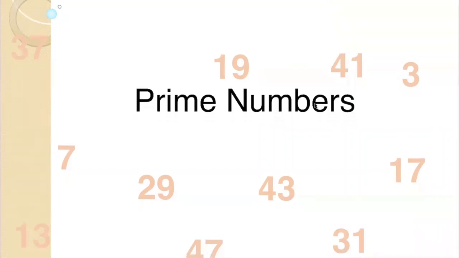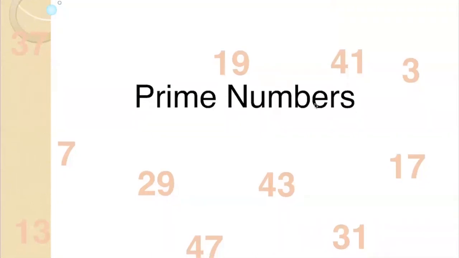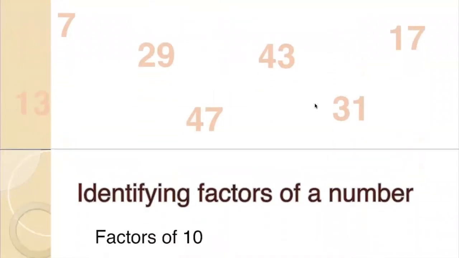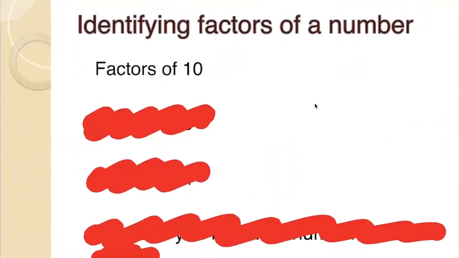So we're looking at prime numbers. And what we're going to do is talk about what a prime number is. You may already know this, so it might be a little bit of revision, but you're going to be able to show your awesome mathematical prowess. So the first thing I want to do is talk about how to find a factor of a number. And we're going to start by trying to find the factors of 10.